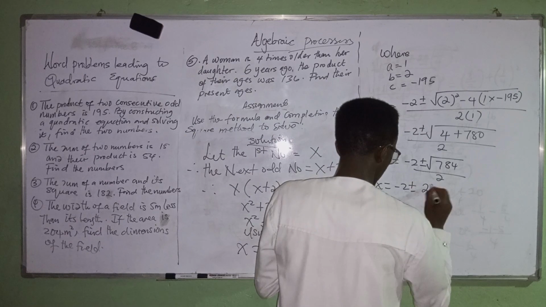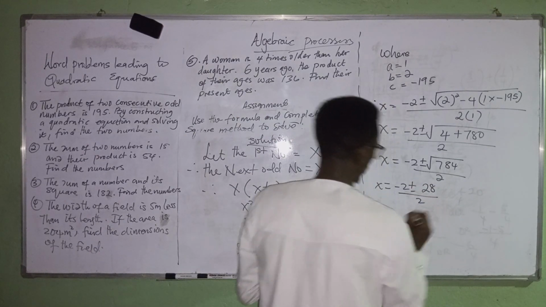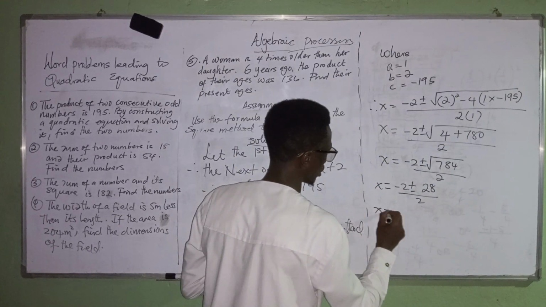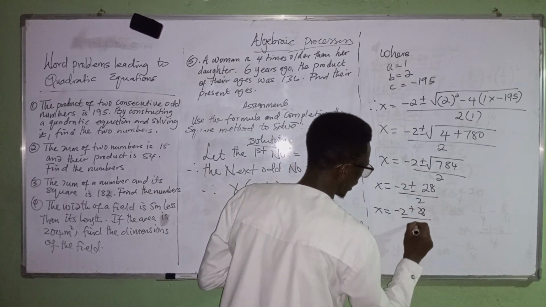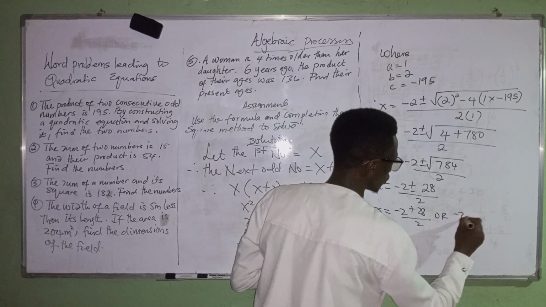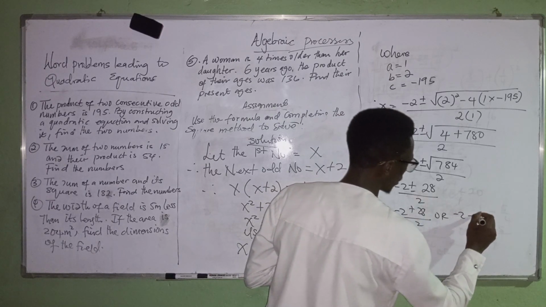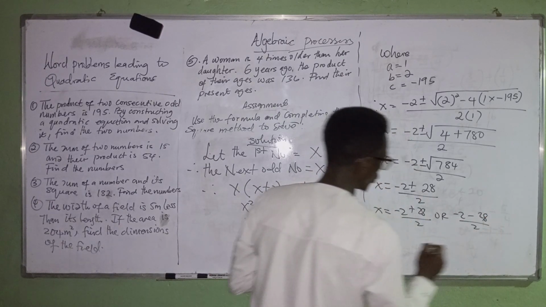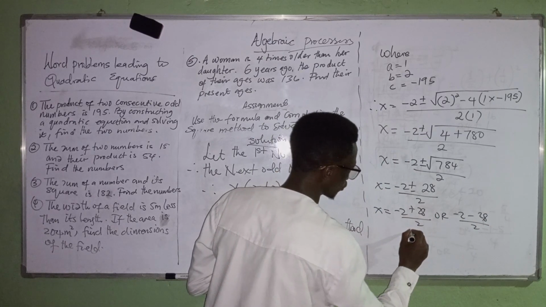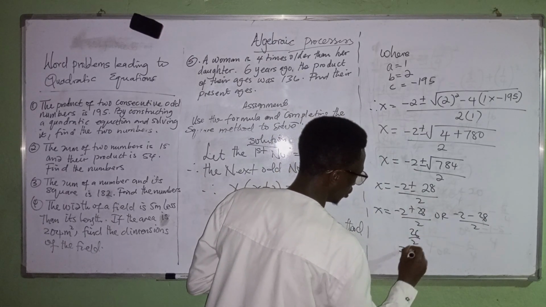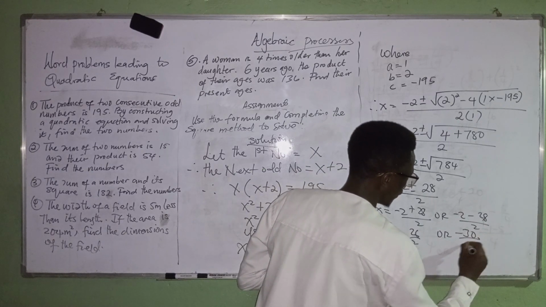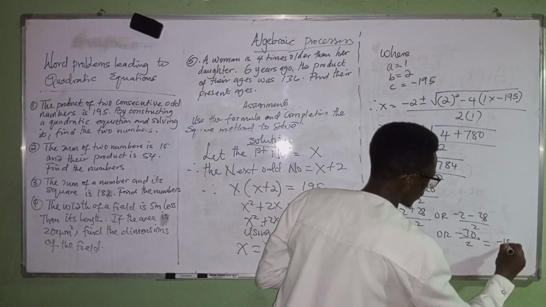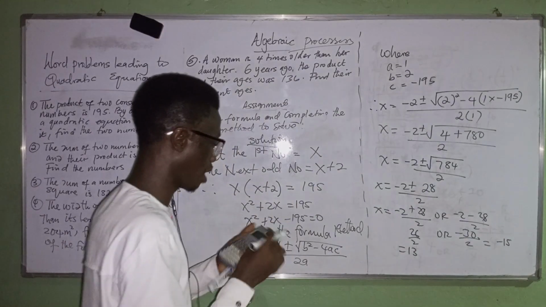So this is 28 divided by 2. Take the positive, x equals to minus 2 plus 28 divided by 2, or minus 2 minus 28 divided by 2. So this one gives you 26 divided by 2, which is 13, or minus 30 divided by 2, which is minus 15.